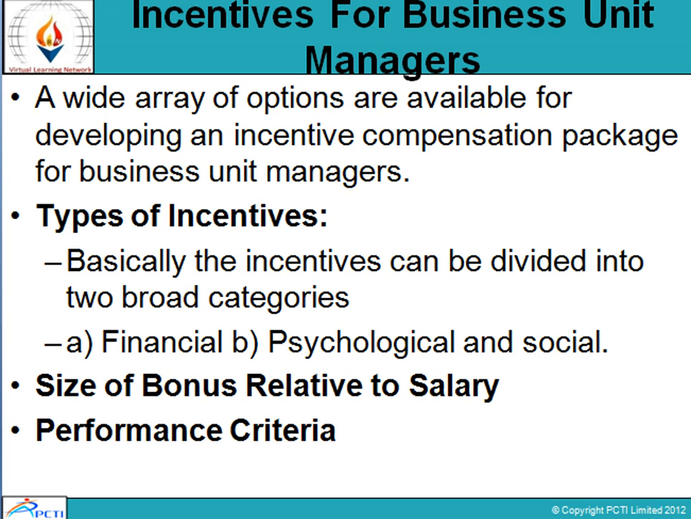Then comes performance criteria. This is basically one of the problems that arise while deciding about the incentive bonus. That is, what criteria are to be used for evaluating the performance of a business unit manager, how to segregate controllable and uncontrollable factors, and what should be the quantum of allowance for uncontrollable factors.